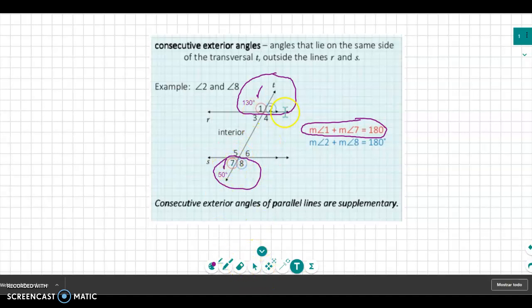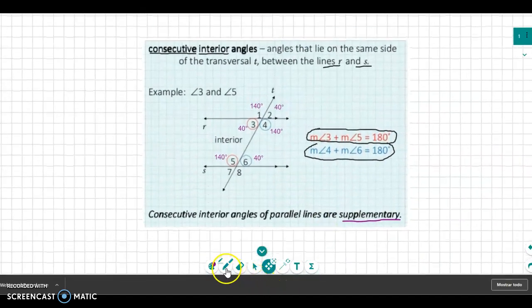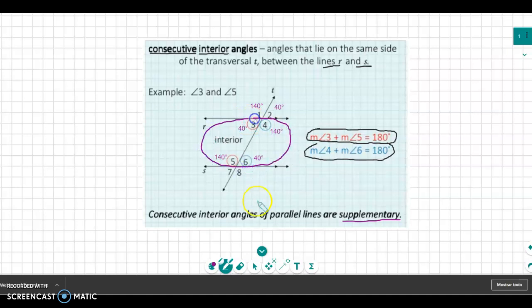And on the other hand, we have the same here. If this is 50, and we add 130 plus something to get 180, this will be 50 degrees, and this will be 130 degrees. So they are supplementary angles as well. They are consecutive exterior because they are outside the parallel lines R and S. Remember that the interior is the zone inside the parallel lines.